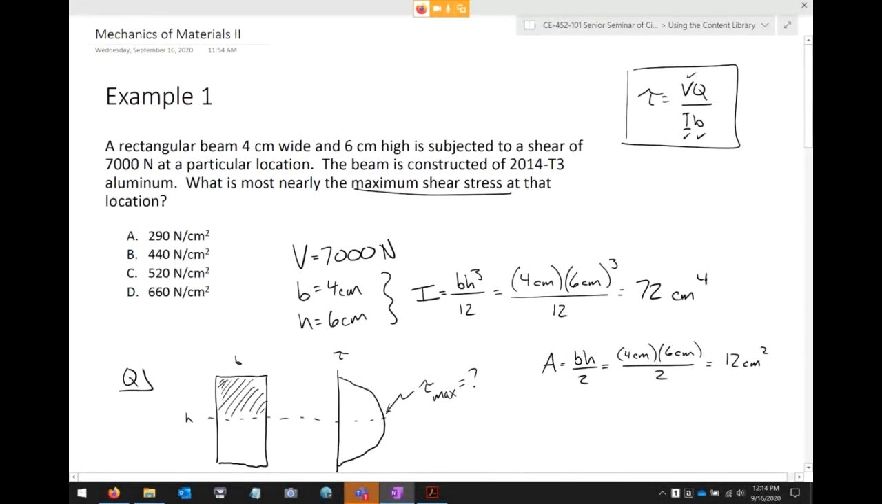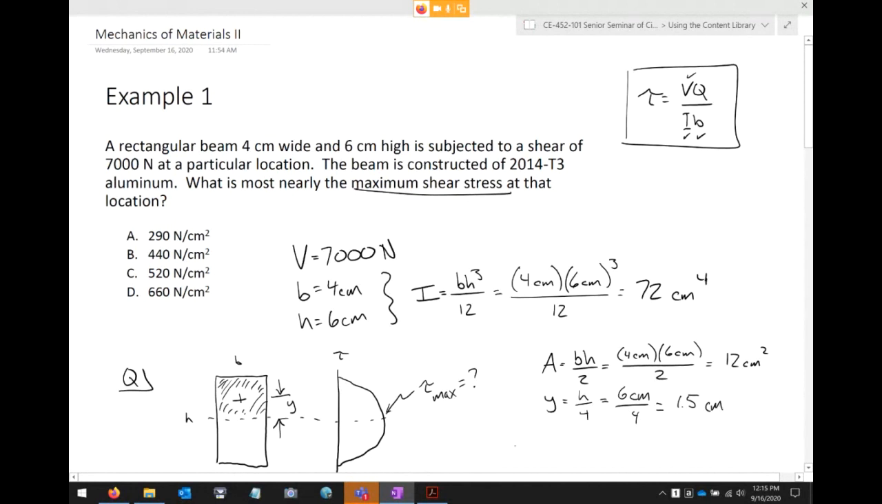Pretty straightforward. Okay. Now we need the moment arm. So maybe we'll call that term Y. And so what do I mean by moment arm? Well, this shaded region has a centroid that's maybe about like that, where that little plus sign is. How far is it from there to the centroid of the whole section? That's Y. And so Y, what is that? H over 4. So 6 centimeters over 4, or 1.5.